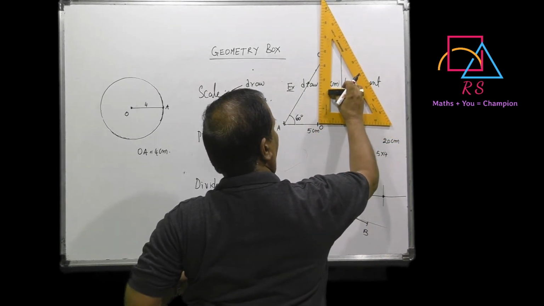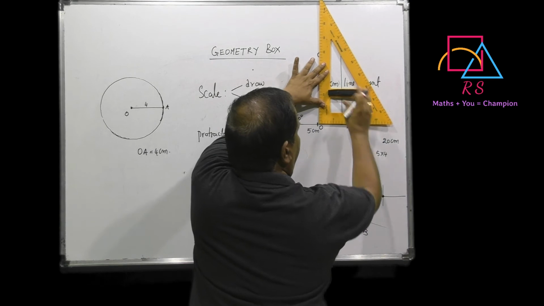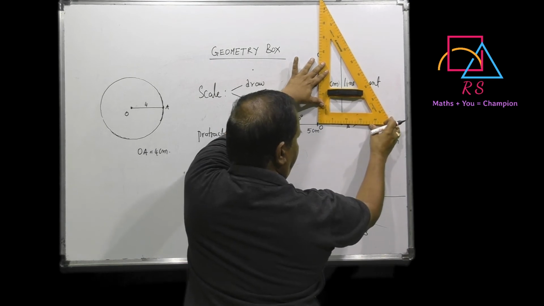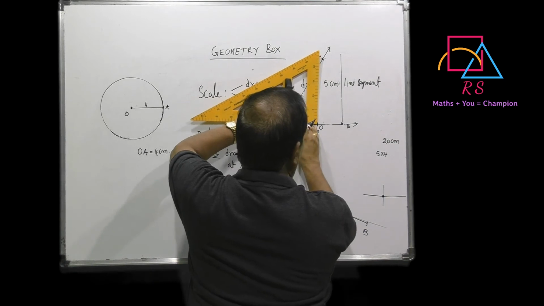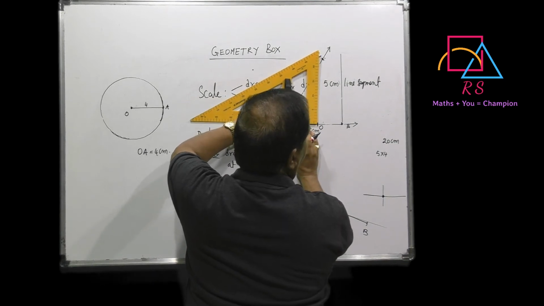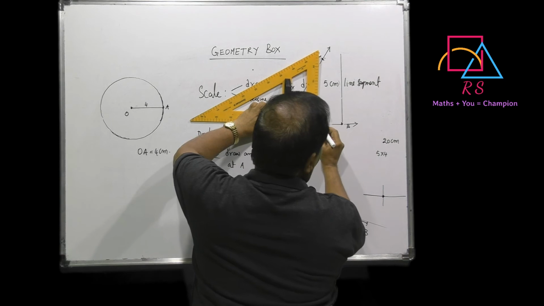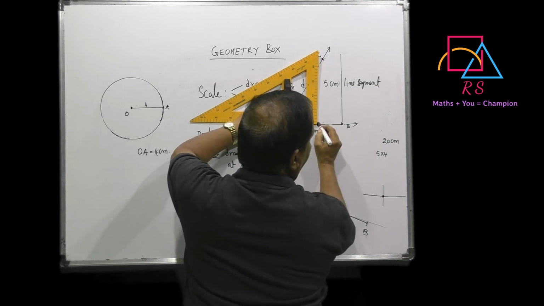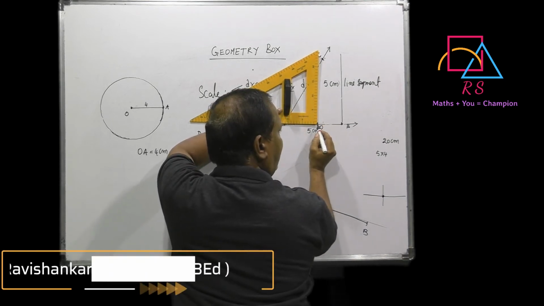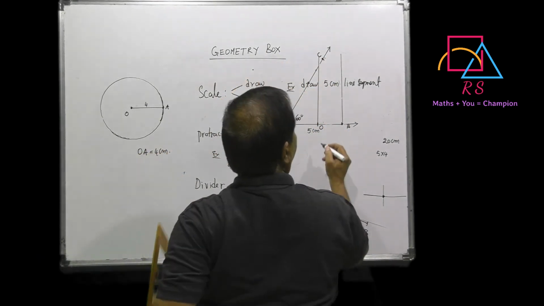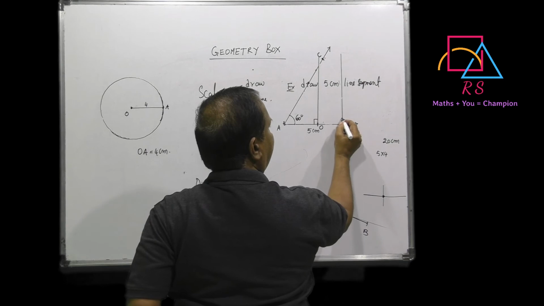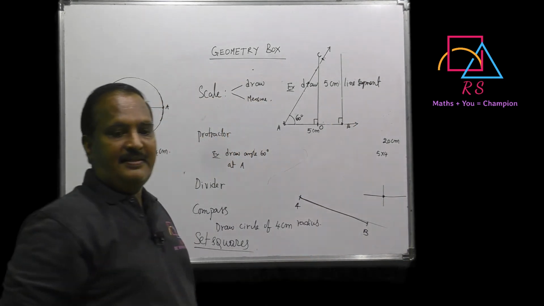See, the longer edge, because the edge I am able to put it on this, and I can do like this also. Okay, so I can do like this also. Our main thing is this corner should be at the point, and then draw lines. So this is the perpendicular. This is the symbol for perpendicular.